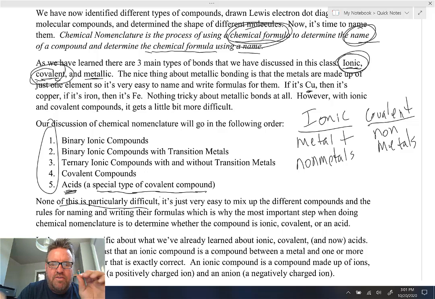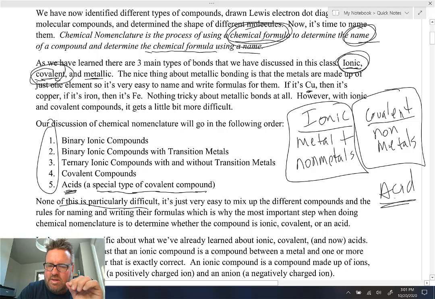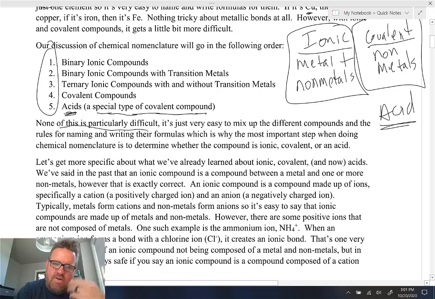But the very first thing that you're going to want to do is identify it. Is it an ionic compound? Is it a covalent compound? Or is it an acid? Whether I give you the formula or the name, you can figure those things out, and we'll talk about how to do that in just a minute, especially with acids. Remember, we've already talked about ionic compounds, we've talked about covalent compounds, and now we're going to talk a little bit about acids.